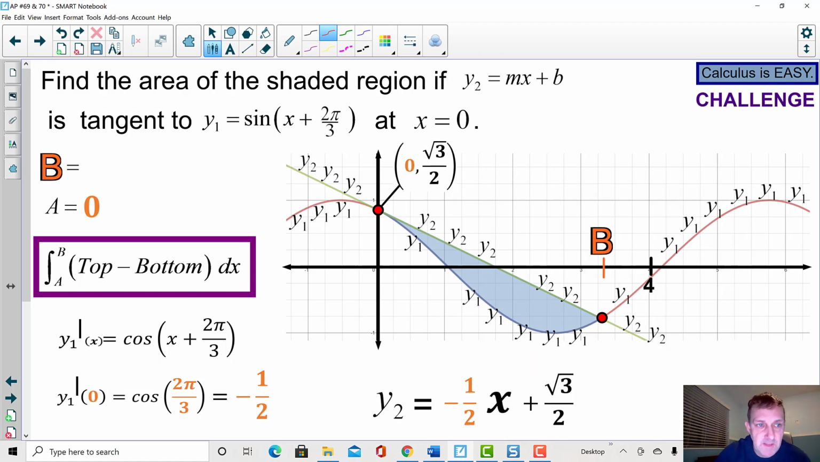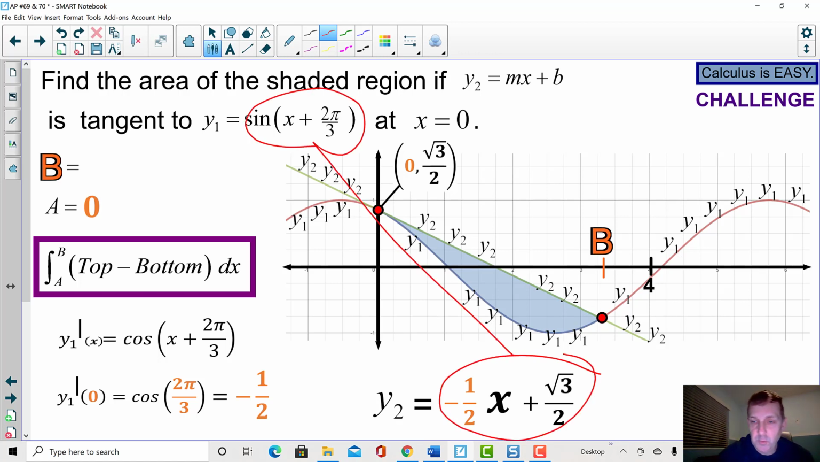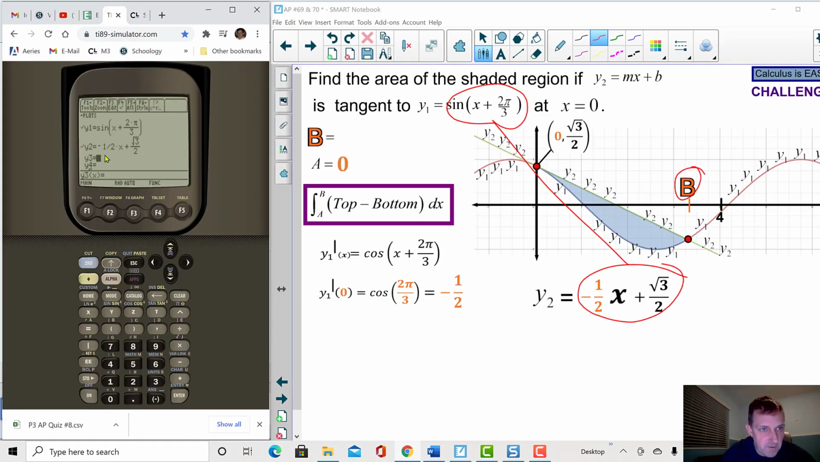So now we can find the area. We just got to figure out what is our b. We know our a is 0, so what is our b value? And if we just set these two equations equal to each other, we'll be able to figure out what our b value is. So let's do that real quick with a graphing calculator. You can see I've already plugged in the functions into y1 and y2. So now we'll just go to the home screen.